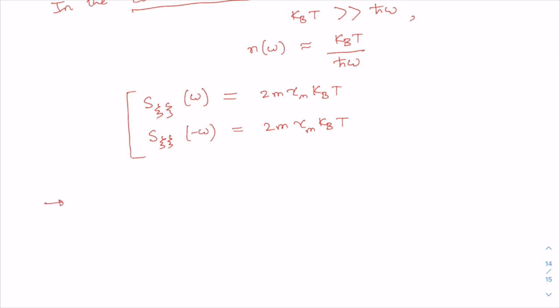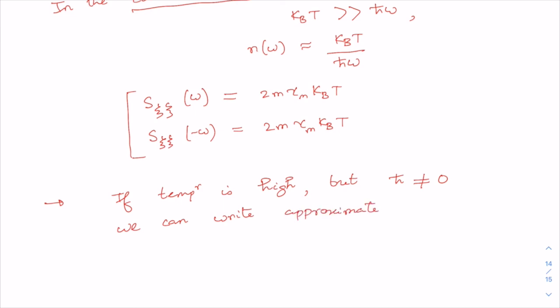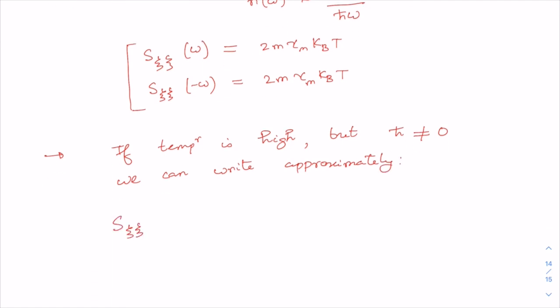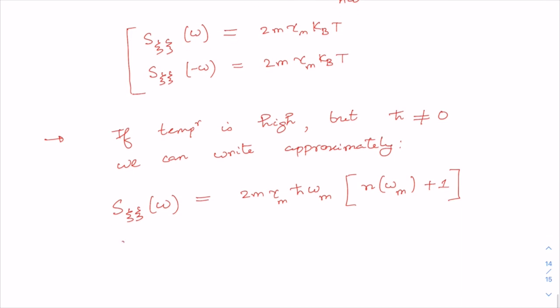One thing we can do here: if the temperature is high but you are still in the quantum limit, where h cross is not equal to 0, then we can write, very approximately, and this is going to be useful later on, the quantum noise density function as twice m gamma m h cross omega m, with n of omega evaluated at the mechanical frequency omega m, plus 1. This is the resonance frequency of the mechanical oscillator. At frequency minus omega, this would be twice m gamma m h cross omega m, with n evaluated at omega m.